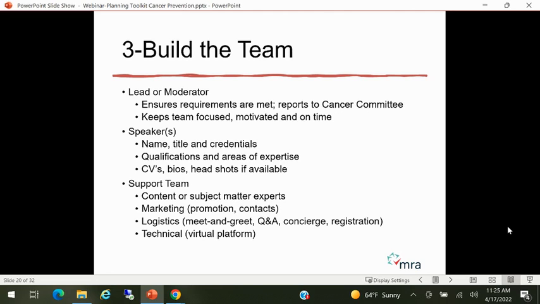Also include someone on the technical side. Since you're going to be looking at a virtual meeting, make sure that you've got the right person from your IT support team or a technical support person that can guide you through what those requirements will be.